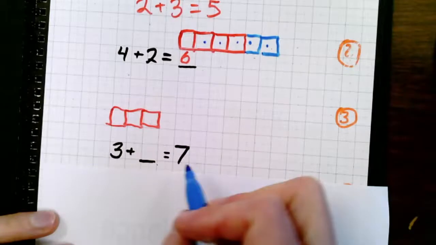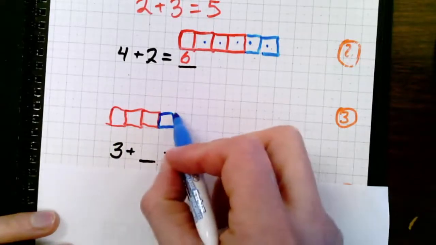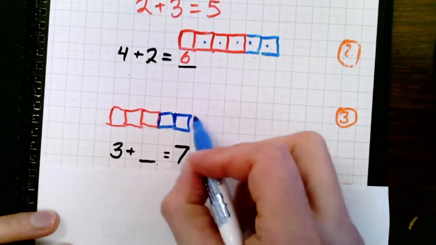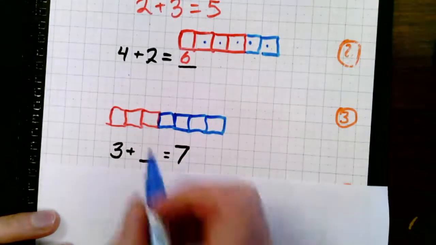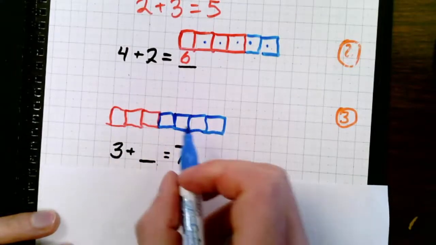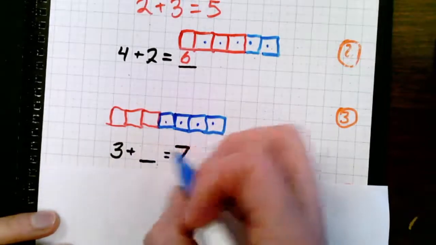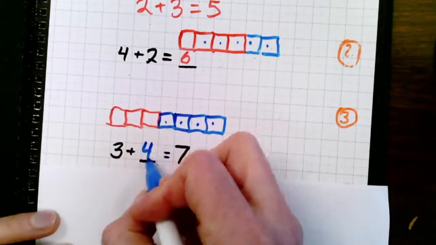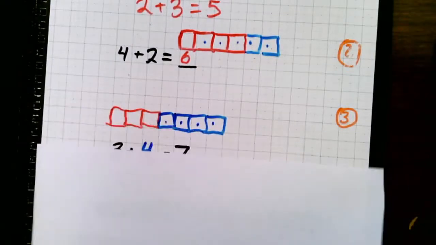I'm not sure, but we have 3. Let's see, 4, 5, 6, 7. So this is a picture of 3 plus something equals 7. Well, how many are here? I counted 4. Did you get the same answer? 3 plus 4 is 7.